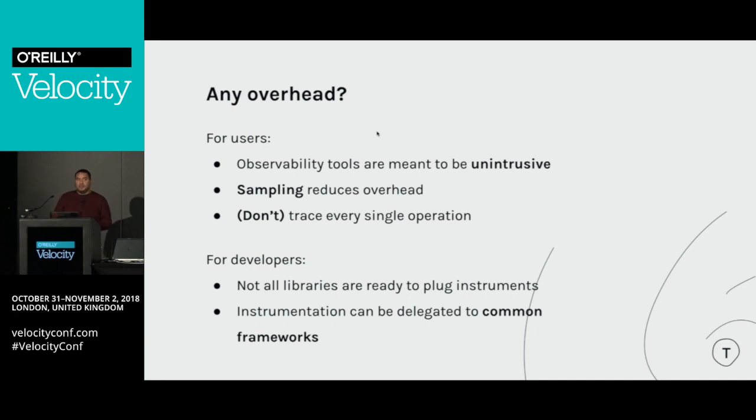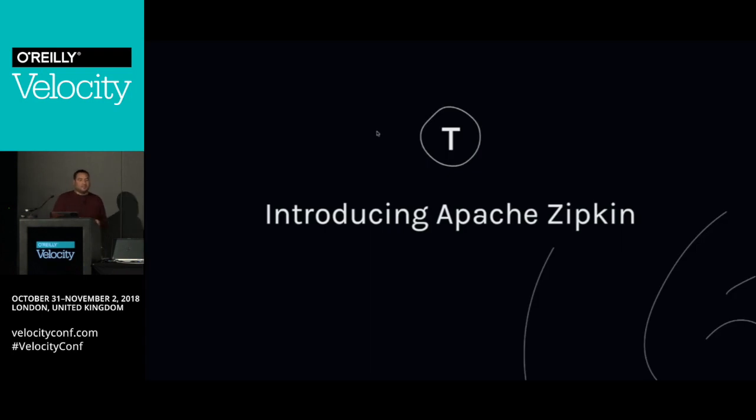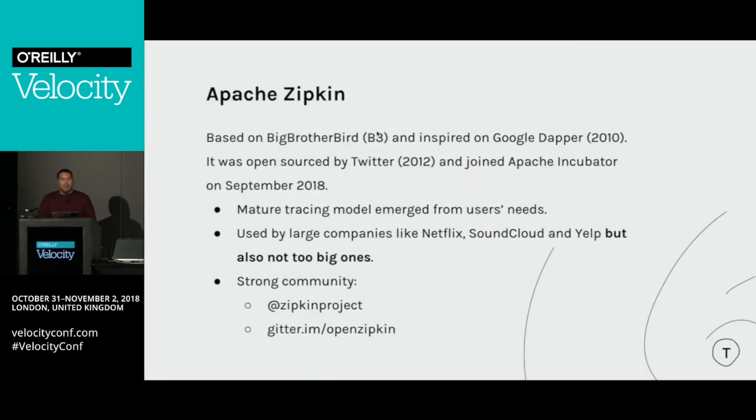So now let's introduce a very nice distributed tracing tool, which is Apache Zipkin. Well, as I said, Apache Zipkin is a distributed tracing tool. It was based on Big Brother Bird, which was a tracing system at Twitter, and also inspired by Google Dapper, the paper published in 2010 by Google. It was open sourced by Twitter in 2012 and just joined the Apache Foundation this September.